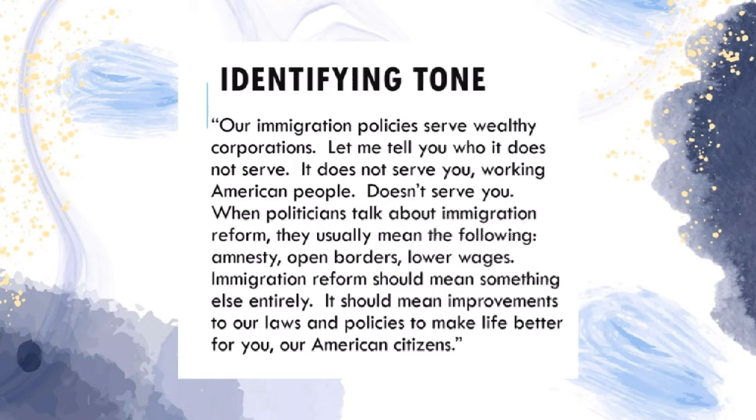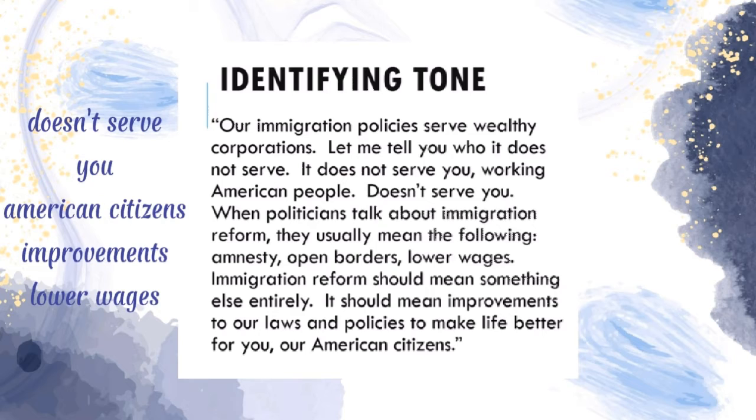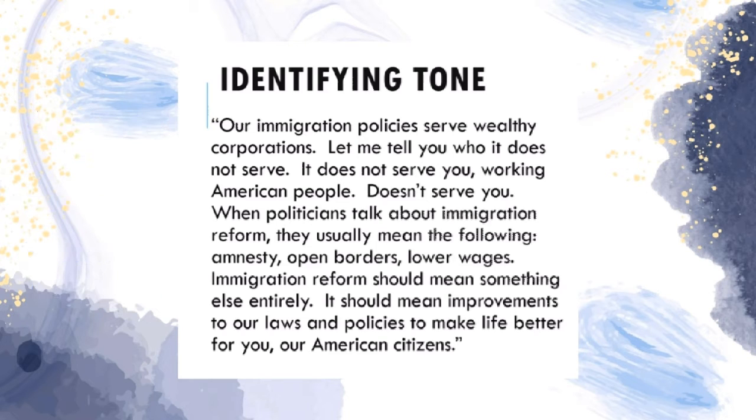So let's search the keywords. Doesn't serve, American citizens, improvements, you, lower wages. They are the keywords for this text. So now let's identify the word choice. You and American citizens. This politician talks directly to the audience. We have you many times. The author wants to show you that they are writing to that specific group of people, American citizens, probably who agree with this point. Doesn't serve. It is repeated 3 times. It's a negative and angry tone.